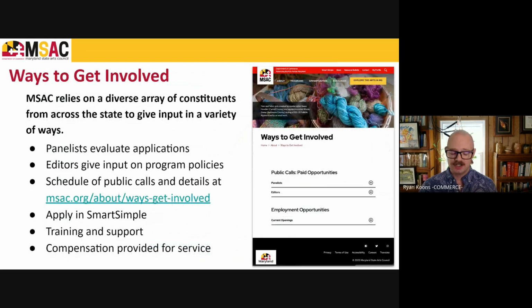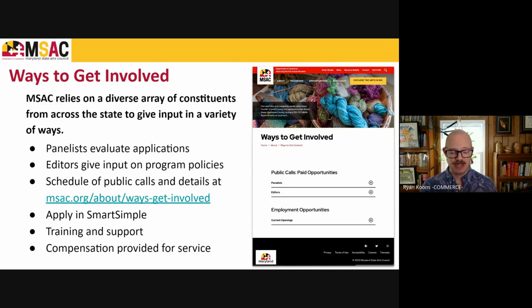We invite you, our constituents, to get involved with us. We quite literally cannot do this work without you. And we invite you to consider applying to be a panelist, a program editor, and or a juror. I will note this is always paid work, and we're fortunate to be able to pay some of the highest rates in the country for this work. Panelists evaluate applications and award nominations. Editors help us improve our public programs, and jurors, for example, adjudicate the Poetry Out Loud program.